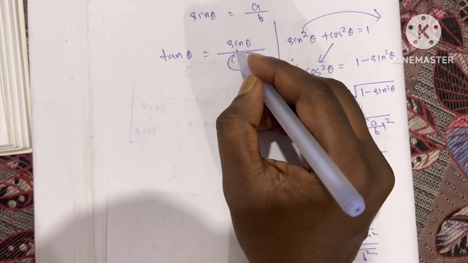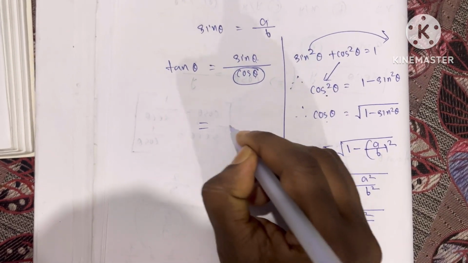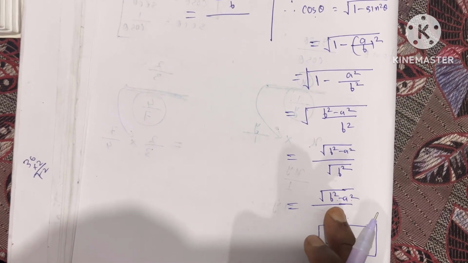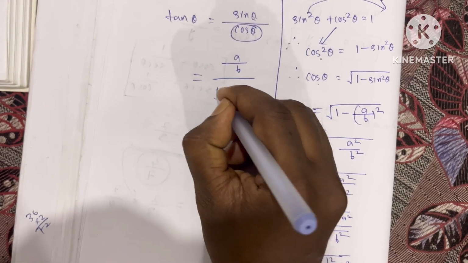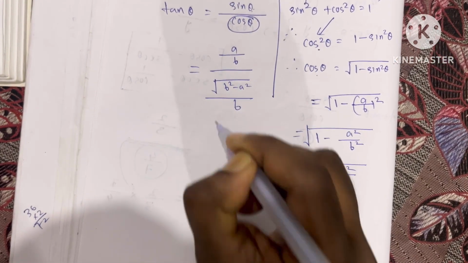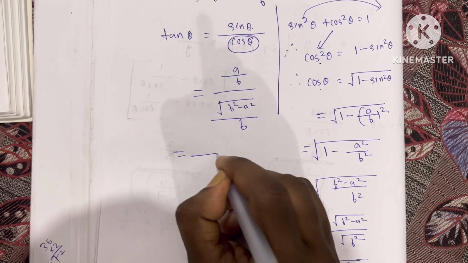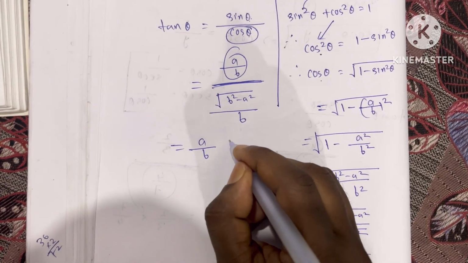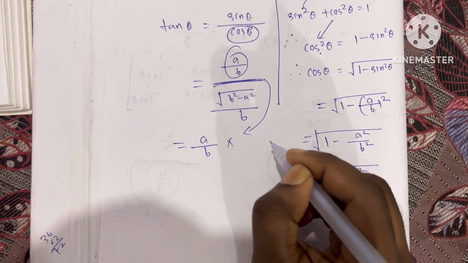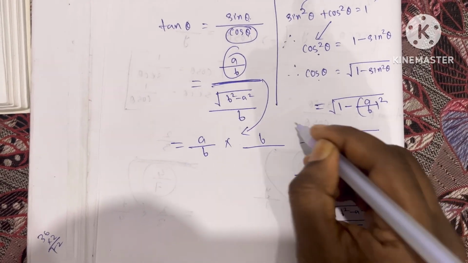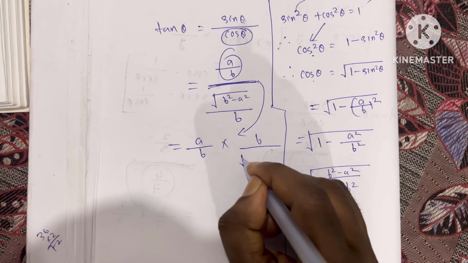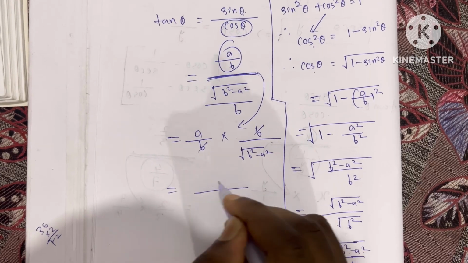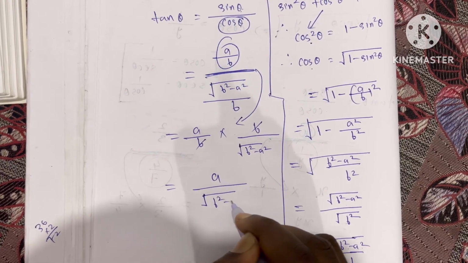So I need the value of tan theta. Tan theta means sin theta by cos theta, and the value of sin theta is equal to a by b, and the value of cos theta is root over b square minus a square divided by b. So how will we divide? First you write a by b, and on this side write the same. Then in place of divide, if you write the multiplication symbol, this will be the reciprocal, that means b by root over b square minus a square. Right? So b gets cancelled, so the answer will be a by root over b square minus a square.